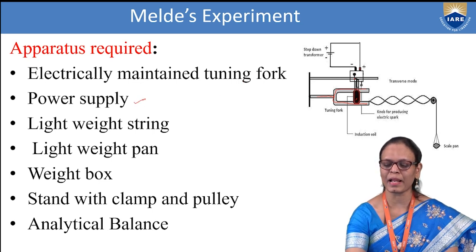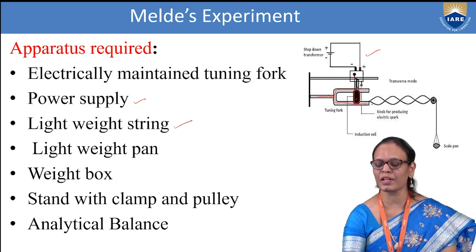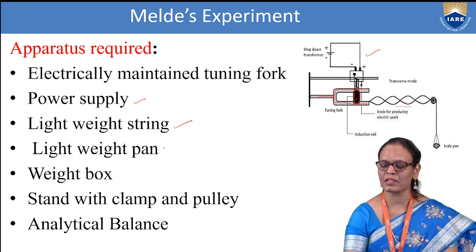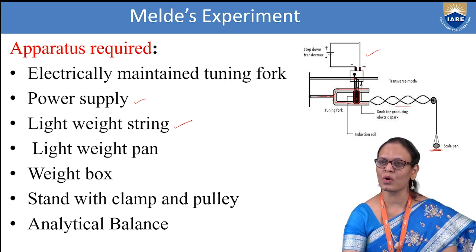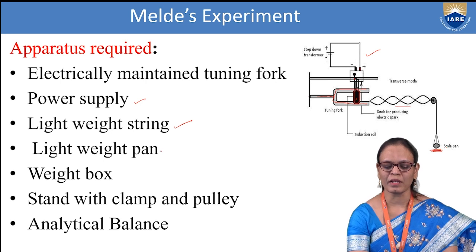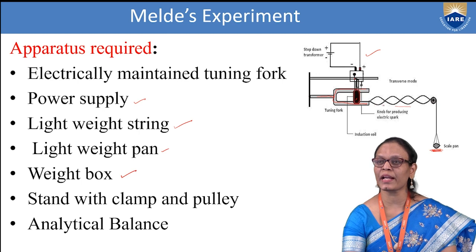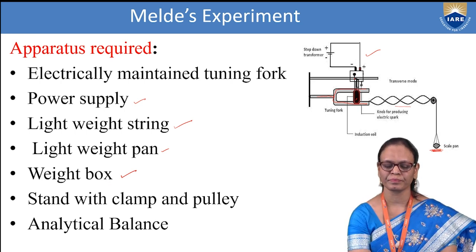Then we have the power supply. This is the setup for the power supply. Then a lightweight string. This string should be light in weight. And a lightweight pan. This pan that is attached here is also lightweight. And then a weight box to keep the weights, because we need to create tension in the string. To create tension in the string, we keep on adding masses to the pan. So the tension in the string will be due to the mass as well as the mass of the pan. So we need a weight box.